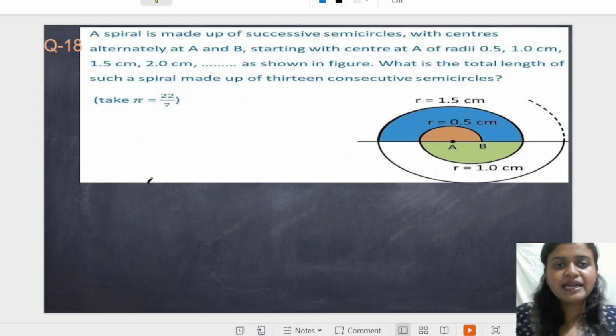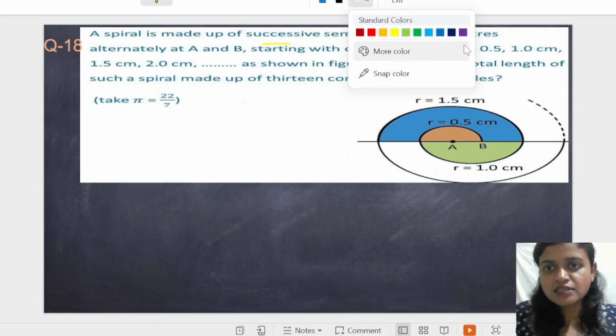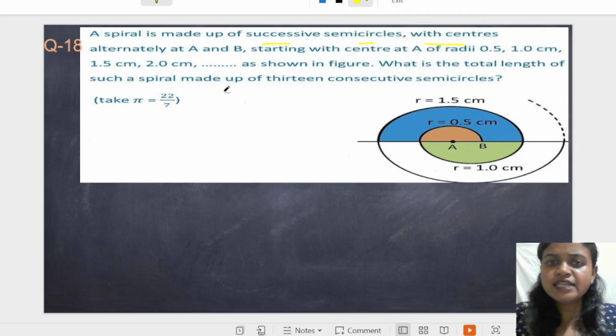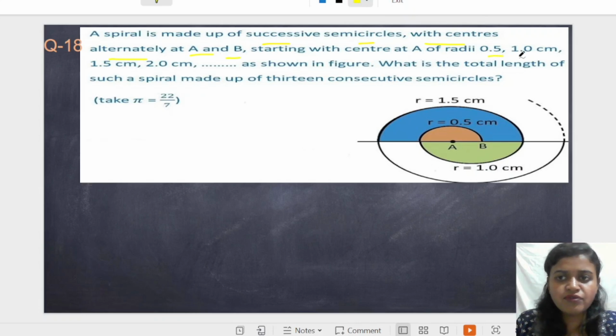Start with question number 18. Question number 18 says that a spiral is made up of successive semicircles with centers alternately at A and B, starting with center at A, of radius 0.5, 1.0 centimeter, 1.5 centimeter, 2.0 centimeter, and so on, as shown in the figure. What is the total length of such a spiral made up of 13 consecutive semicircles, where pi equals 22/7 is given.